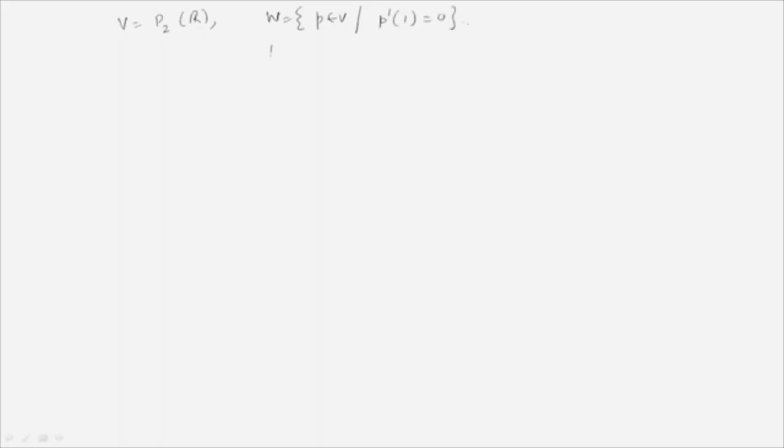Okay. Now you take two polynomials P1 and P2 in W. That means P1 dash 1 equal to 0 and P2 dash 1 is also 0. And if it is a subspace, then it must be closed with respect to vector addition and scalar multiplication. So that means you take an arbitrary alpha dot P1 plus P2. If it is a subspace, then we have to show that P dash of this P at 1 must be 0. So what is P dash of this?